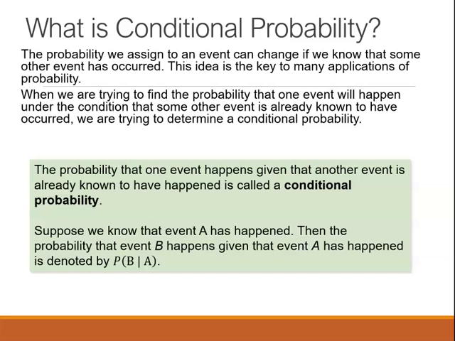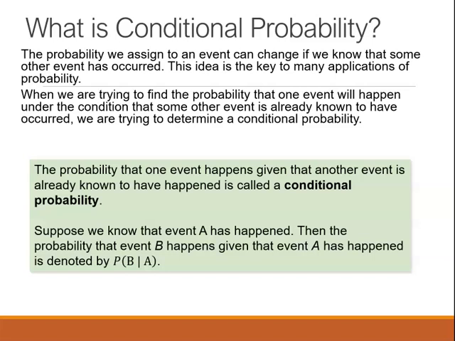All right. So what happens if you don't have independence? What if the events are dependent? Well, what we call that is a conditional probability. And we denote that with the symbol, the probability that B happens, given event A has already occurred.